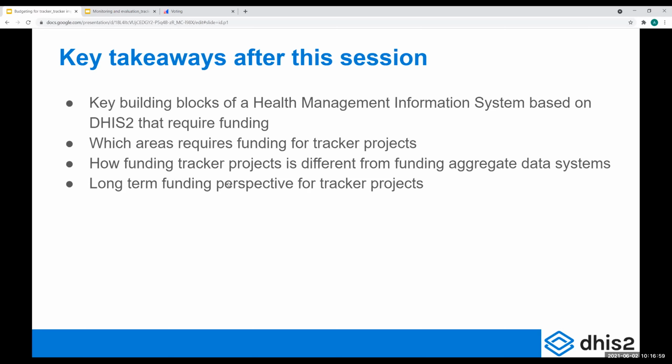Also, I'll talk a bit about which areas require funding for Tracker projects, and also a bit on how funding Tracker projects is different from funding aggregate data systems. And also that you need to keep a long-term funding perspective if you're planning a Tracker project. And I'm open to questions as we go. I don't have the Slack channel open, but I'll get one of my helpers here to shout out if you have a question, or just, I think we're a pretty small crowd. So you can also raise your hand if you have a question, and I'll try to answer it.